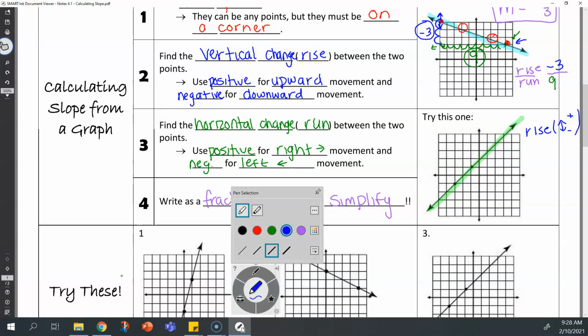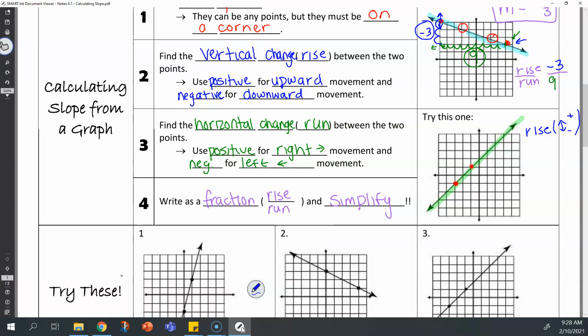So this one already has 2 points. It's got this one right here and this one right there. So I'm just going to use those. I'm going to start at the point on the left, and I'm going to go 1, 2, up. That puts me in line with my second point. So for this example, my rise is 2.